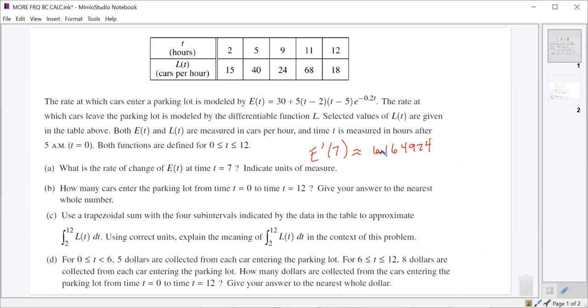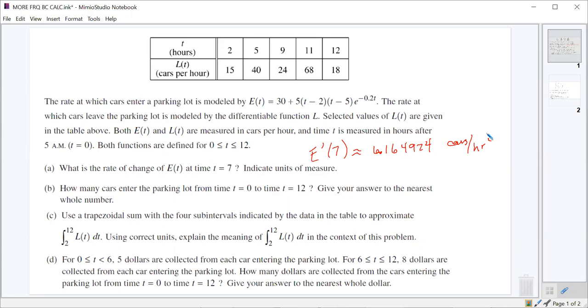And they wanted units. Well, E of t was already cars per hour. We differentiate with respect to time, which was in terms of hours, so this should be cars per hour squared. Good? Great. And that's all it said to do.